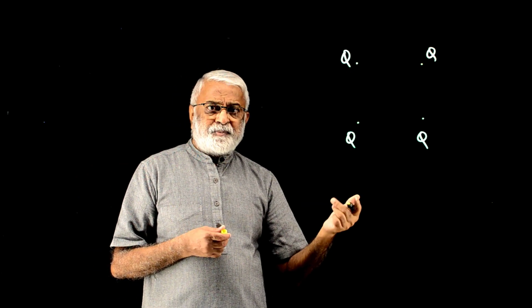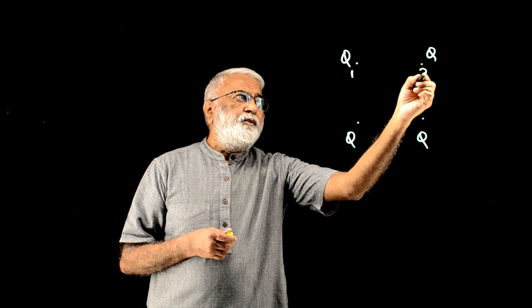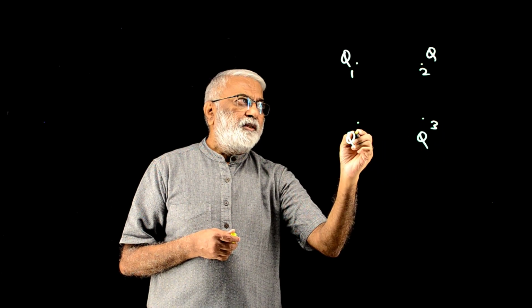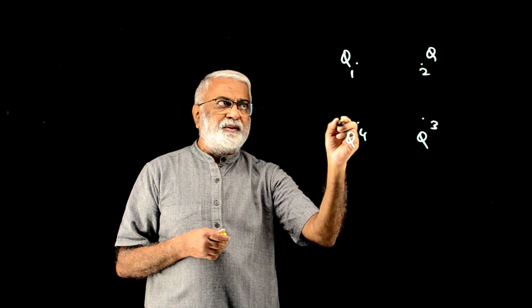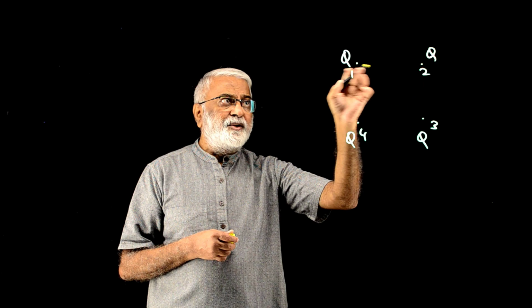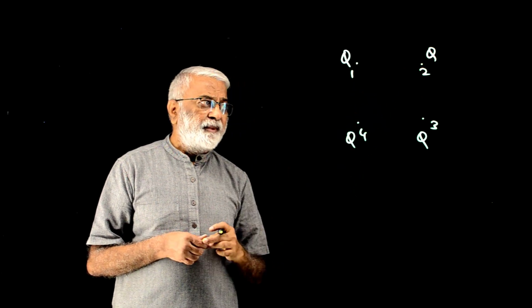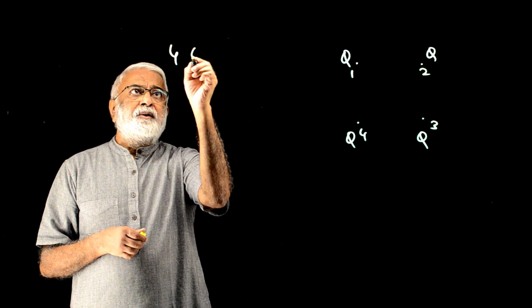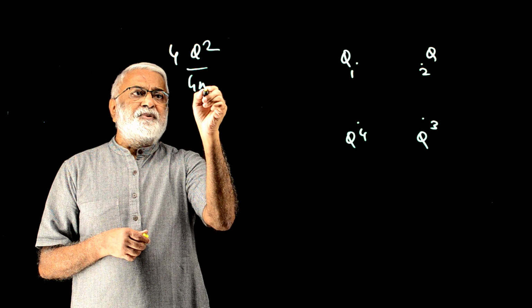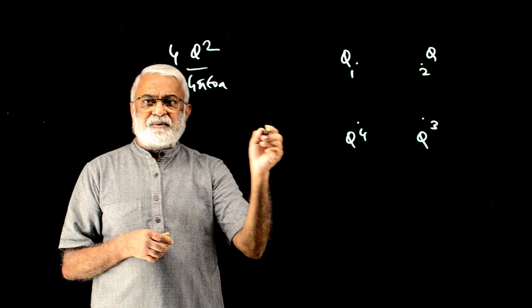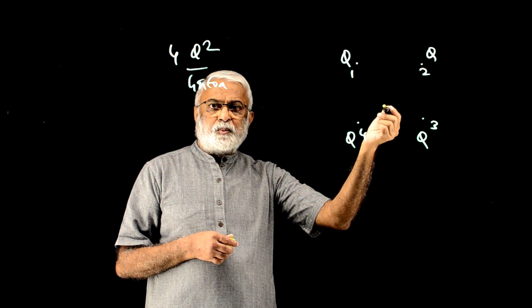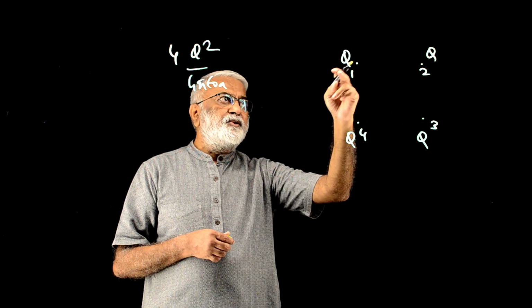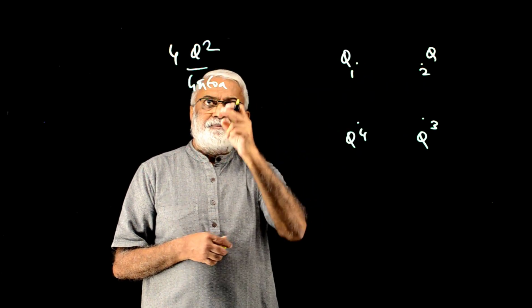Let's count the pairs: 1-2, 2-3, 3-4, 4-1. They're all identical pairs. They're all Q's and the distance is A. So 4 Q squared by 4 pi epsilon 0 A. The energy of a pair of point charges Q1, Q2 is Q1 Q2 by 4 pi epsilon 0 D. Here Q1 Q2 is Q squared and D is A.